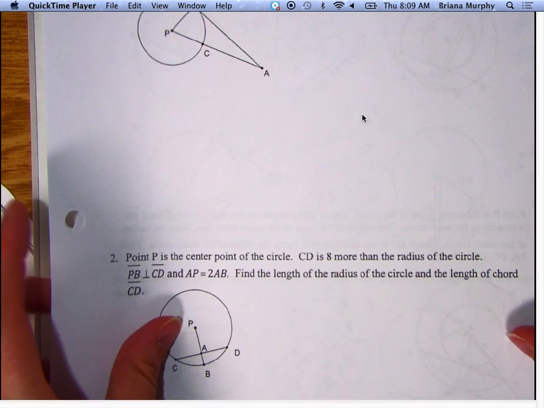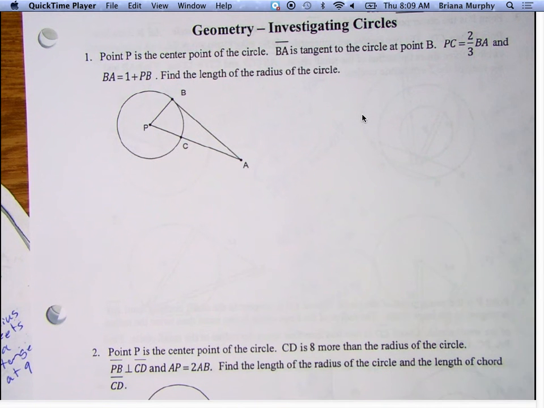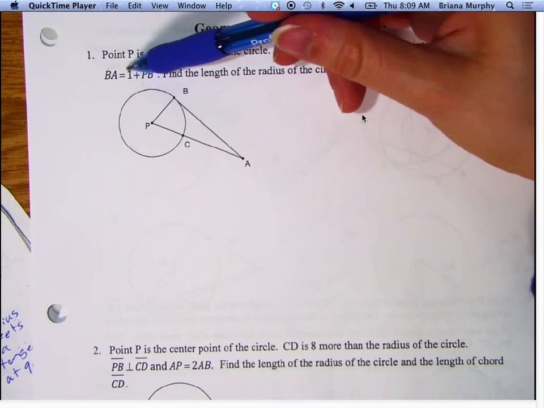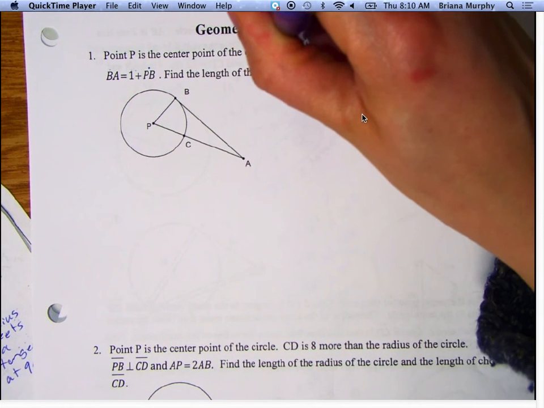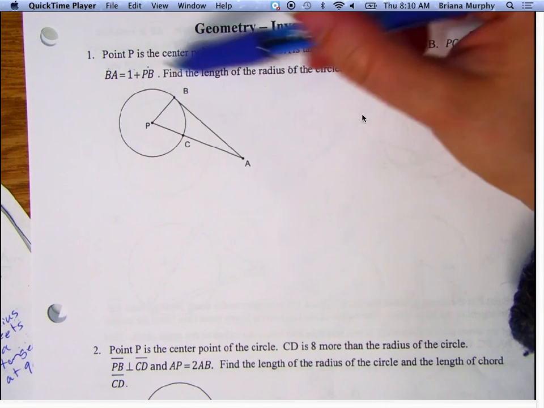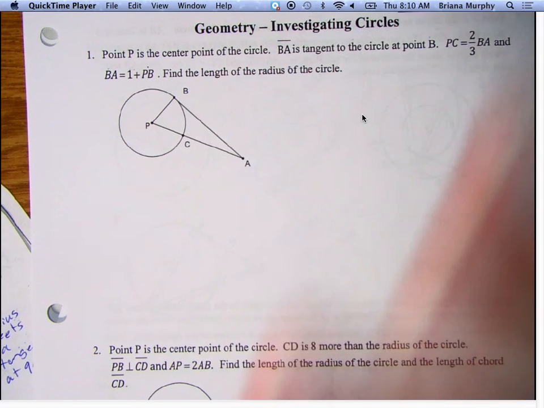Okay. So now, guys, let's look at today's group assignment. All right. Point P is the center of the circle. BA is a tangent to the circle at point B. PC equals 2/3 BA, and BA equals 1 plus PB. Find the length of the radius of the circle. Okay, remember what kind of stuff did we use for these? Okay, so that's your hint for that one.